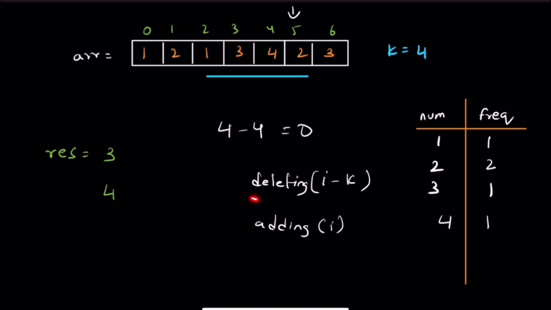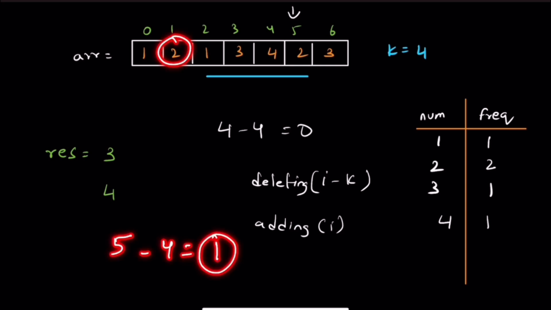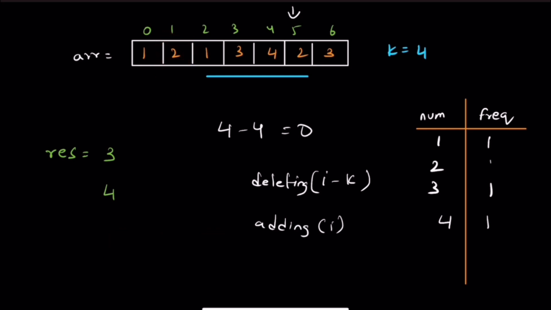Now we need to delete the I minus kth element, right? The I value is 5 and the k value is 4, so 5 minus 4 will be 1. So we need to delete this element. To delete it, we need to decrement its frequency by 1. So for 2 the frequency will be decremented by 1, and it will become 1 again. Now what is the hash map size? The hash map size is 4. So the output will be 4 again for this window.